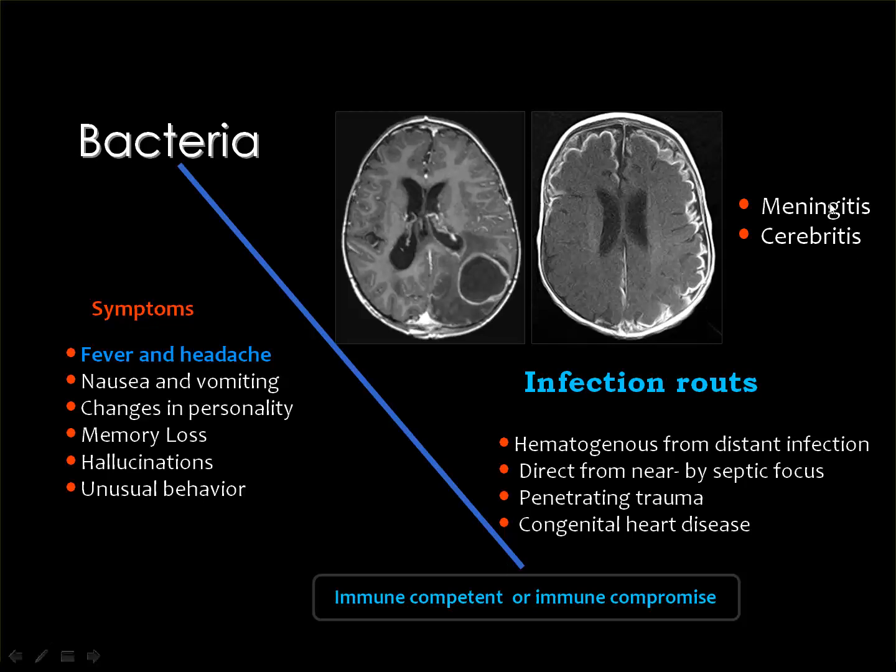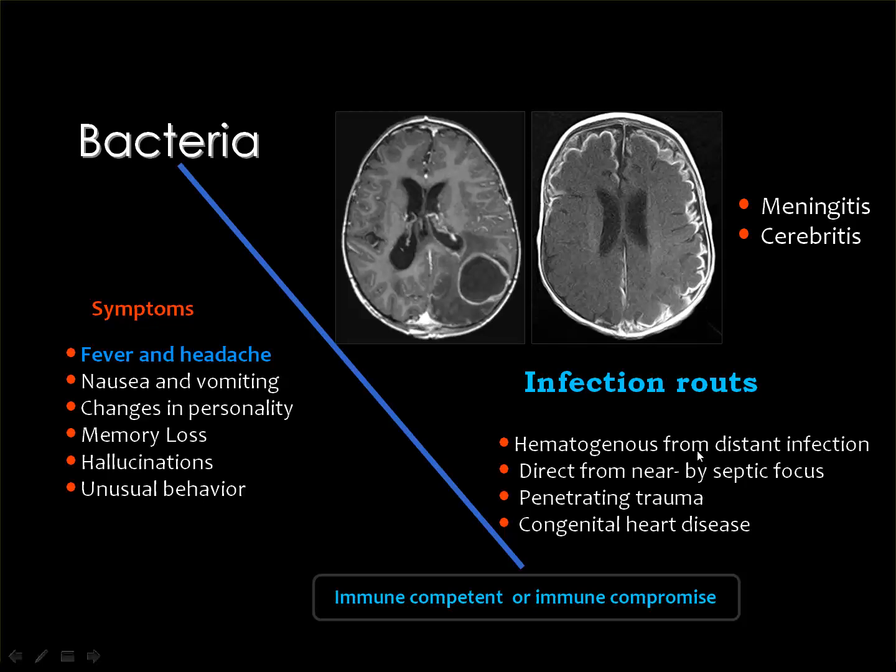Bacteria will affect the meninges, resulting in meningitis, and will affect the brain parenchyma, resulting in cerebritis and abscess formation. Remember that viral encephalitis will not proceed to abscess formation. It is the bacterial infection that will go on to form an abscess. Okay? The symptoms are the same. You should have fever, headache, nausea, vomiting, personality changes, and so on.